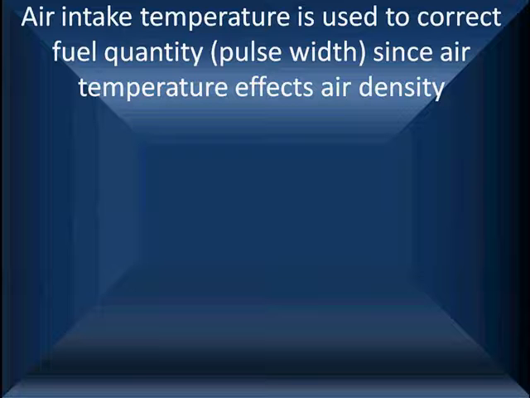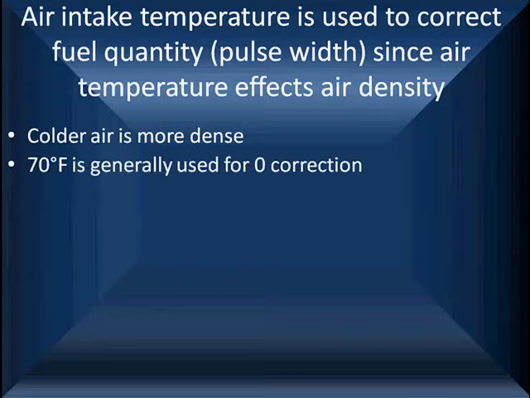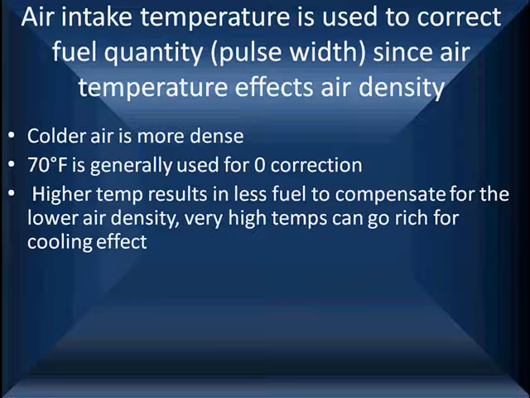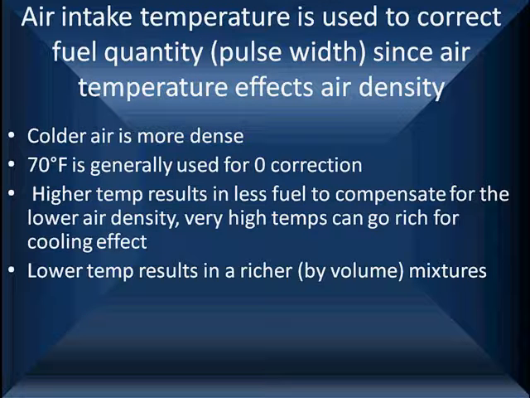It varies the quantity, the pulse width, since temperature affects air density. Hot air takes less fuel than cold air. Colder air is more dense. 70 degrees is generally considered zero correction. Higher temperatures will use less fuel to compensate for lower air density, except that at very high temperatures, we can go rich for a cooling effect on the engine in overheat conditions. Lower temperatures tend to be richer because the density of the air has gone up.